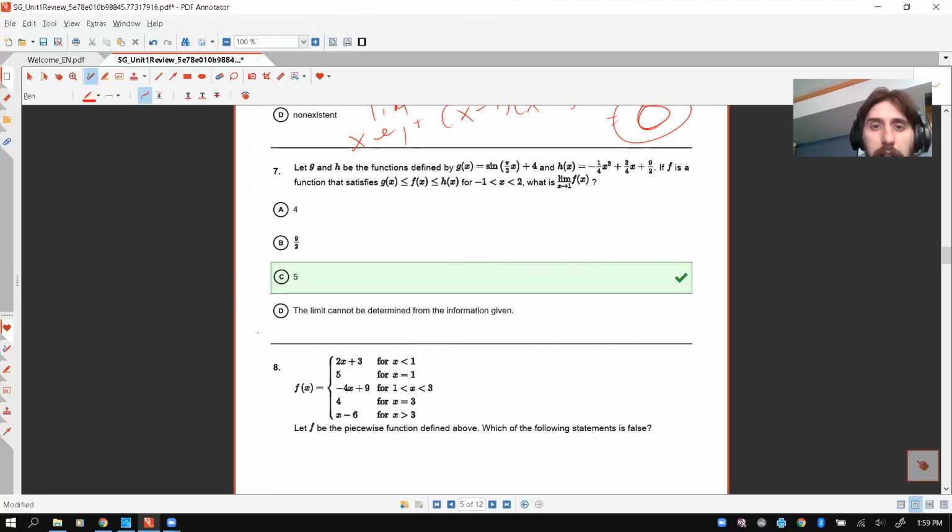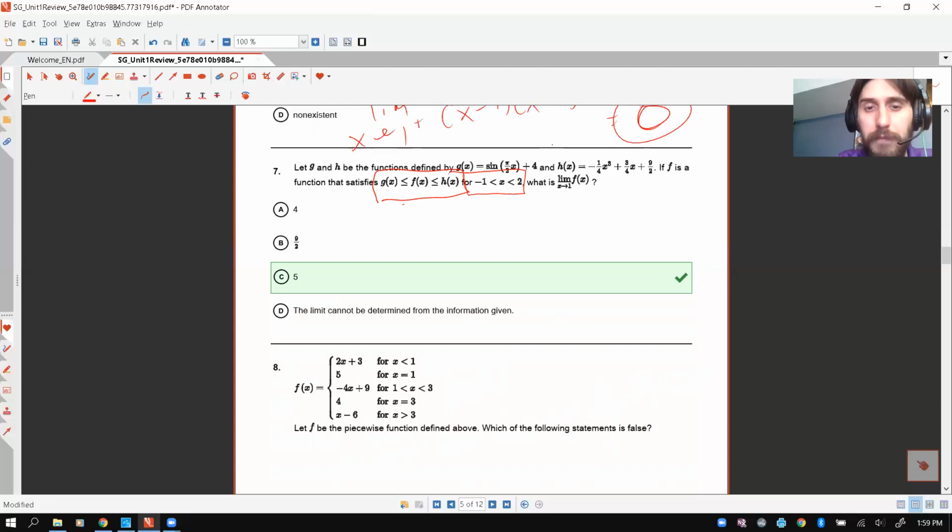So the key thing that tells you this is squeeze is this right here, and this right here. So the idea here is that between negative 1 and 2, f of x falls between, or is squeezed by, the functions g of x and h of x. So if the limit as x approaches 1 of g of x and h of x agree, then f of x will have to agree to be that same one as well because it is squeezed between g and h, right?